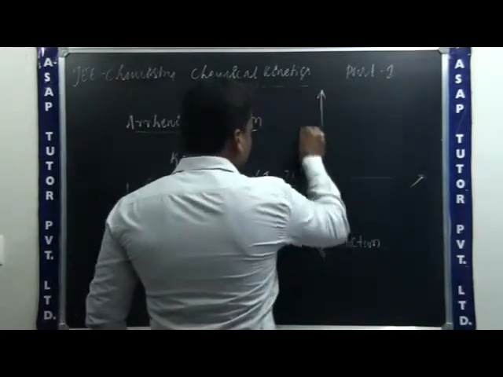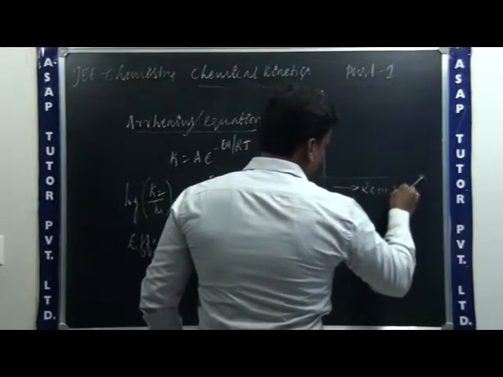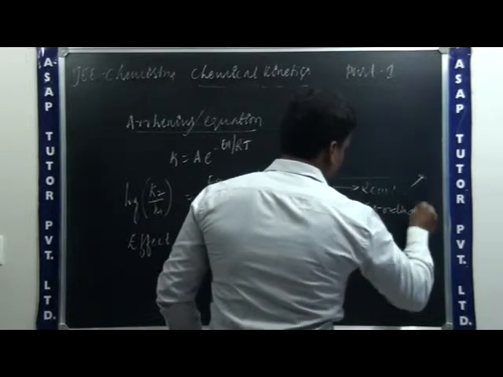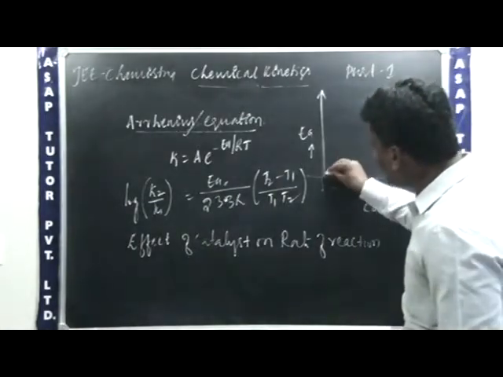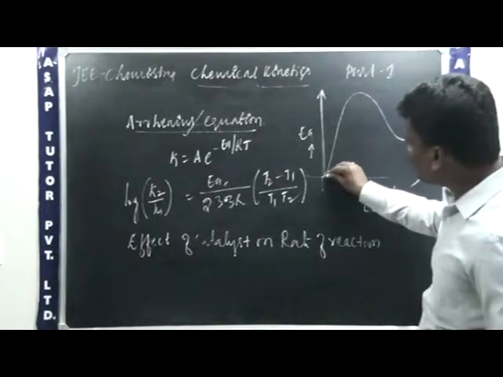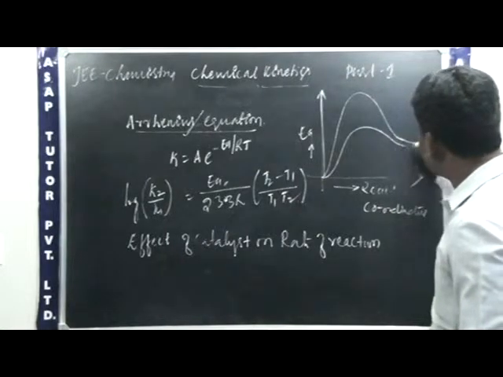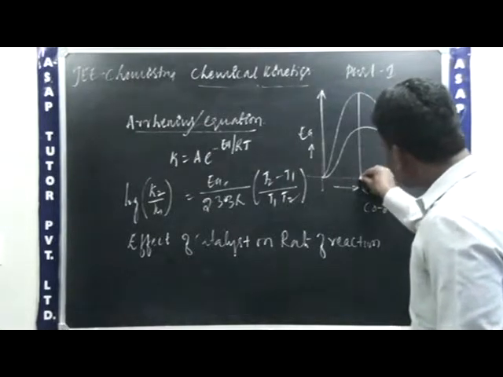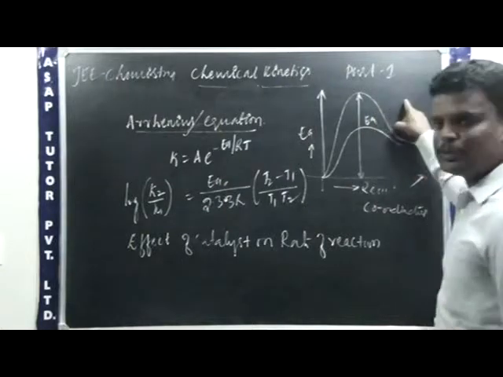So here I will consider that is activation energy. Here I will consider that is reaction coordinates. So now if you draw the graph, see, if we didn't use the catalyst, the curve will come like this. But if we use the catalyst, the curve will come like this. So here we can decide the activation energy without using the catalyst will become more. This is the activation energy without using catalyst.